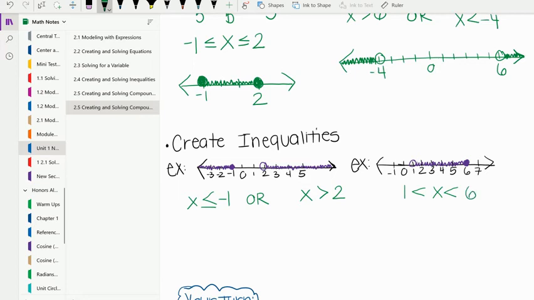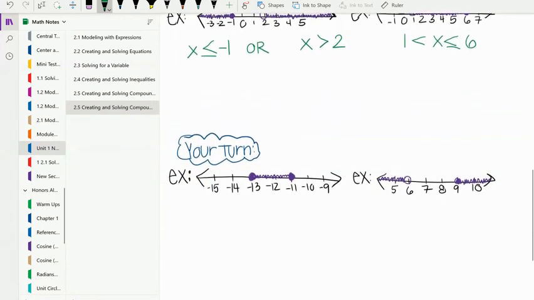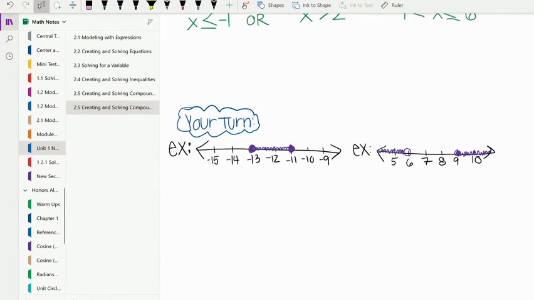Is x greater than 1? Yes. And it's an open circle, so that sign works. Is x less than 6? Yes. However, I need to also make it equal to. All right. Last two problems are your turn. So again, go ahead and pause it, and then I will go over it.